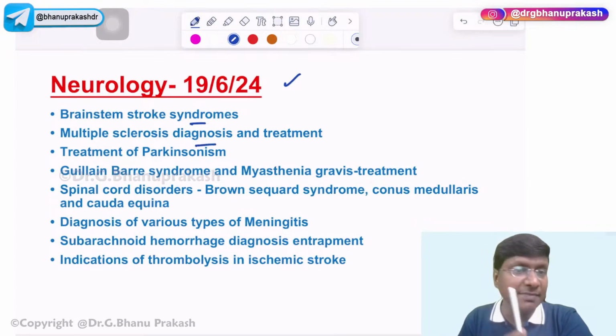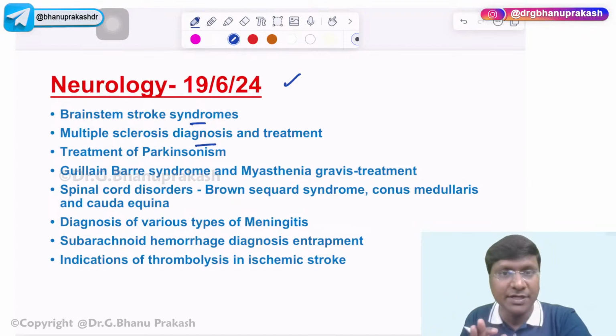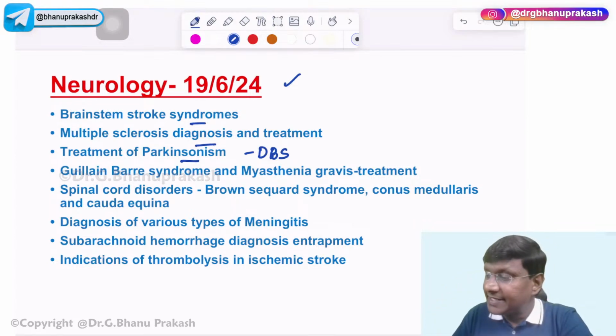Next, regarding multiple sclerosis, McDonald's criteria, investigation of choice, and treatment. Right? It is not only the drug of choice, methylprednisolone, that you need to know. What are the drugs that are given for maintenance therapy for multiple sclerosis you also need to know. Next is treatment of Parkinsonism. Many a time questions have been asked on deep brain stimulation. So please try to revise what are the indications for deep brain stimulation and where is the electrode that you place for the deep brain stimulation.